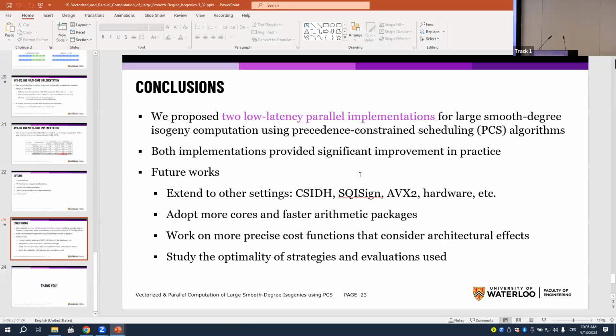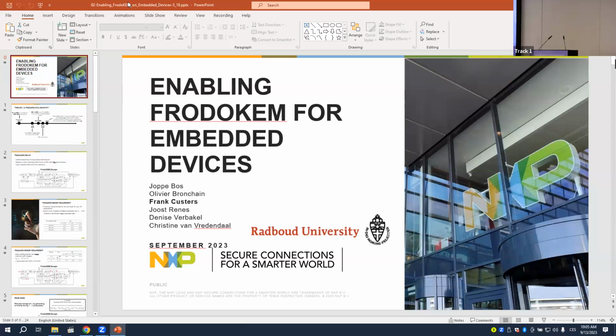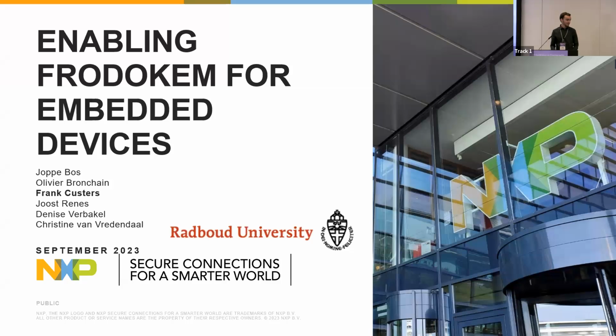The next speaker is Frank Custers. I'm sure I'm butchering his name. And he's going to talk to us about ProtoChem on embedded devices. And let's just welcome Frank. Yes, thank you for the introduction.